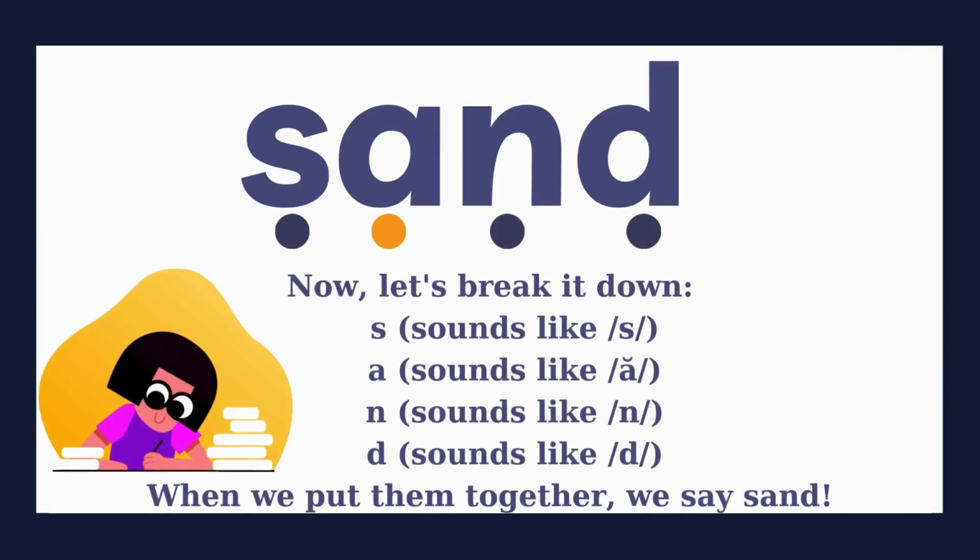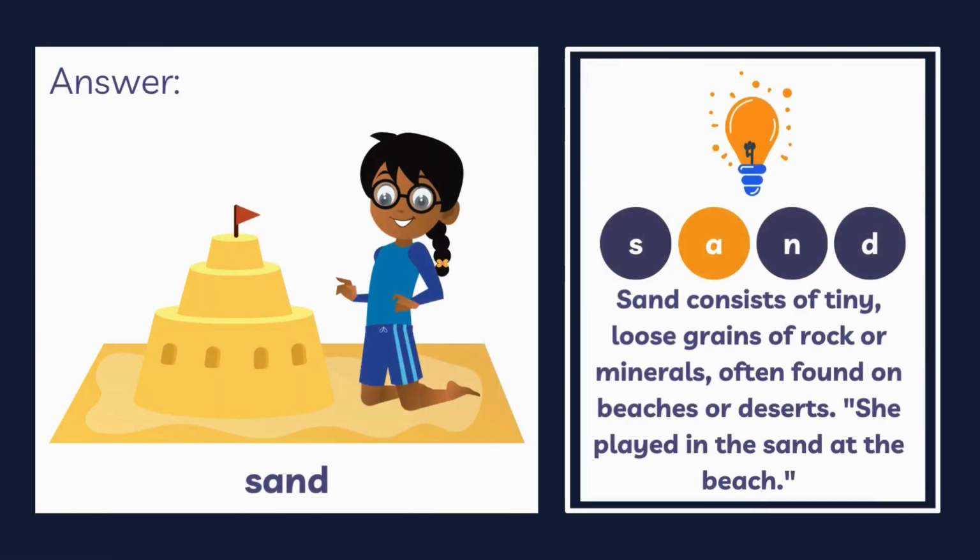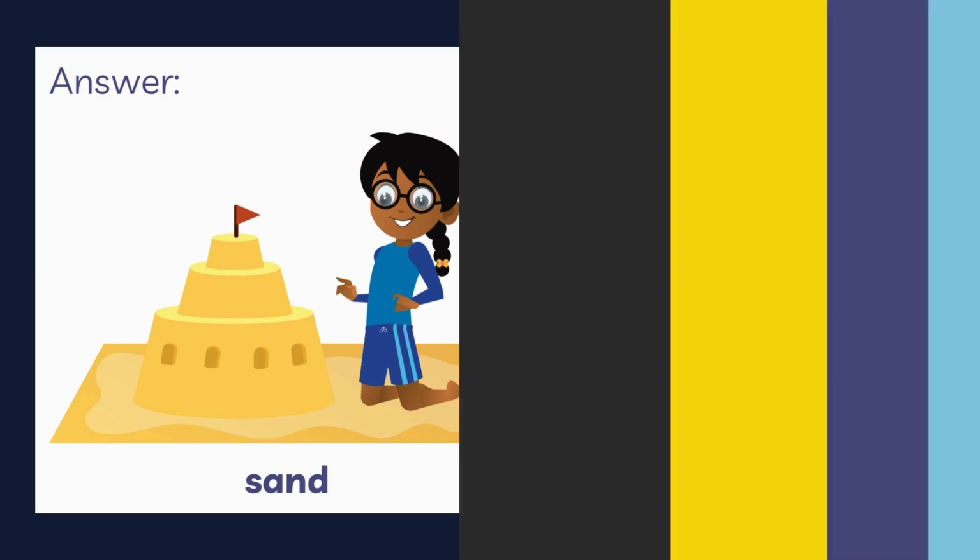Sand. Now, let's break it down. S sounds like S. A sounds like A. N sounds like N. D sounds like D. When we put them together, we say sand. Sand consists of tiny loose grains of rock or minerals, often found on beaches or deserts. She played in the sand at the beach.